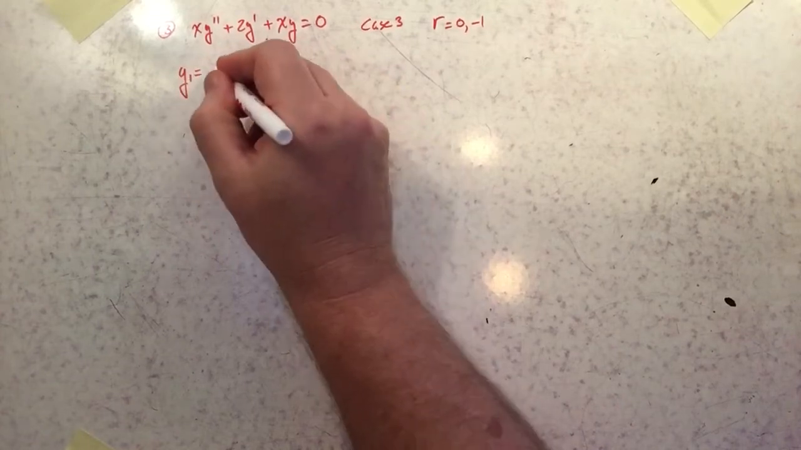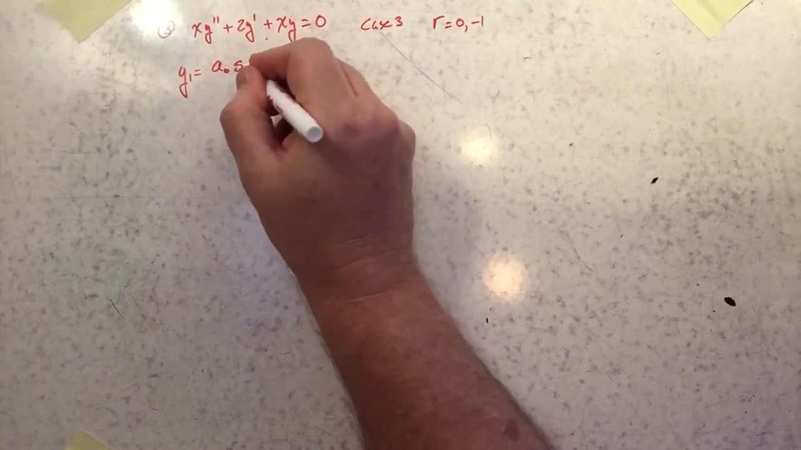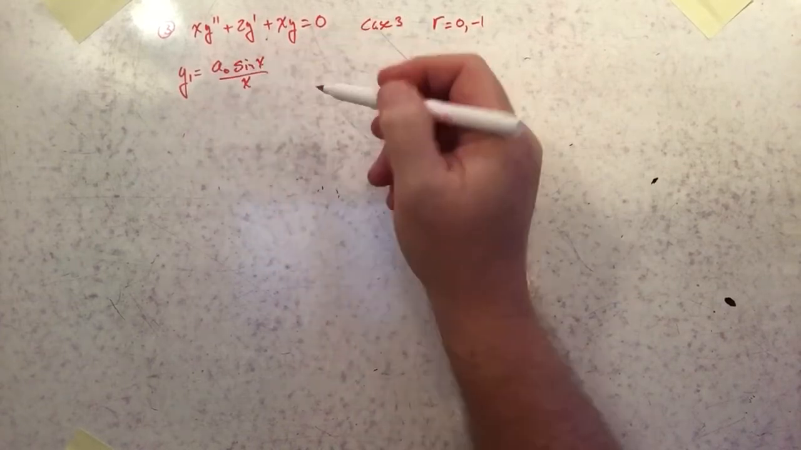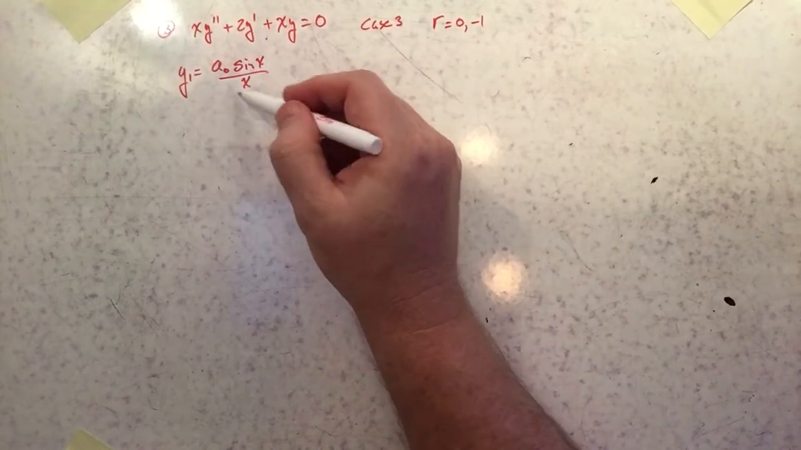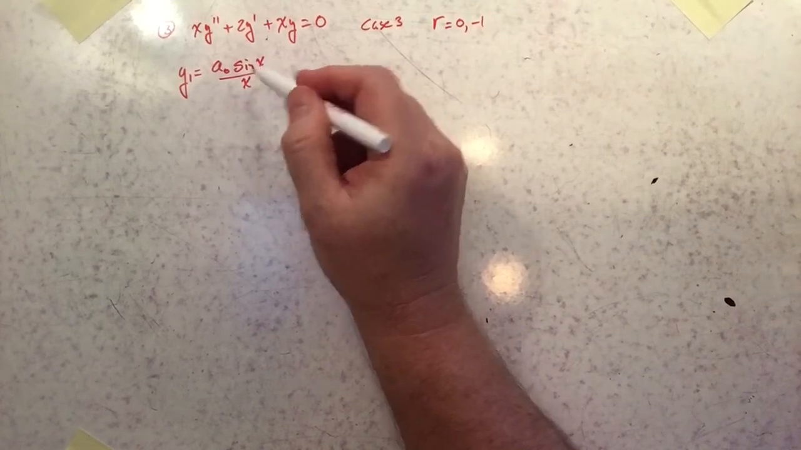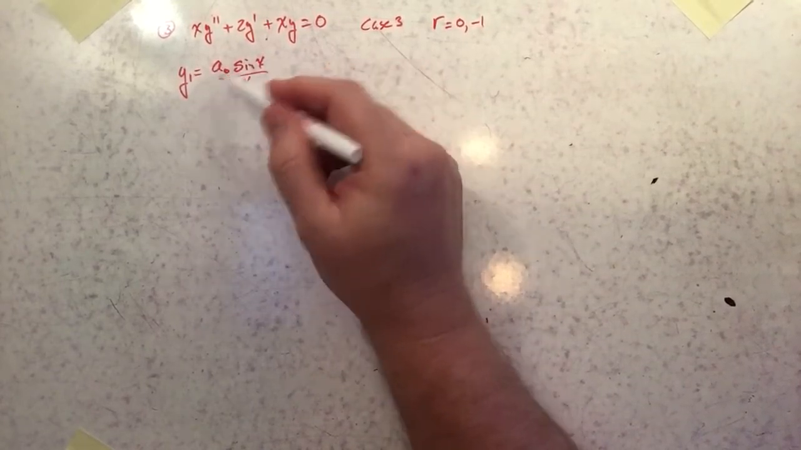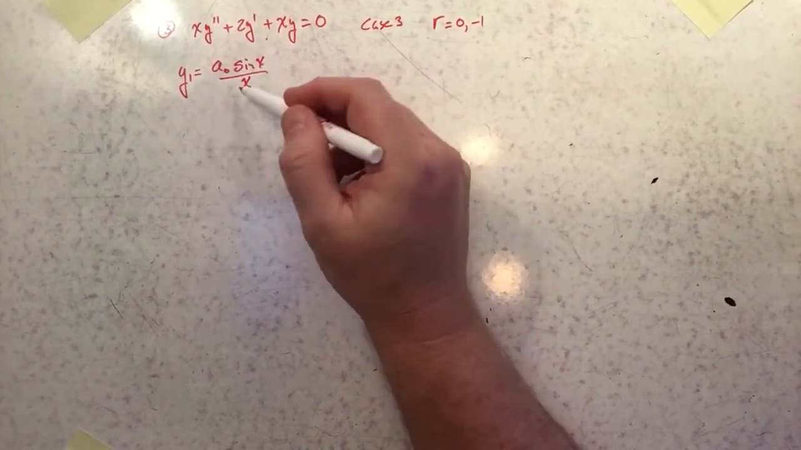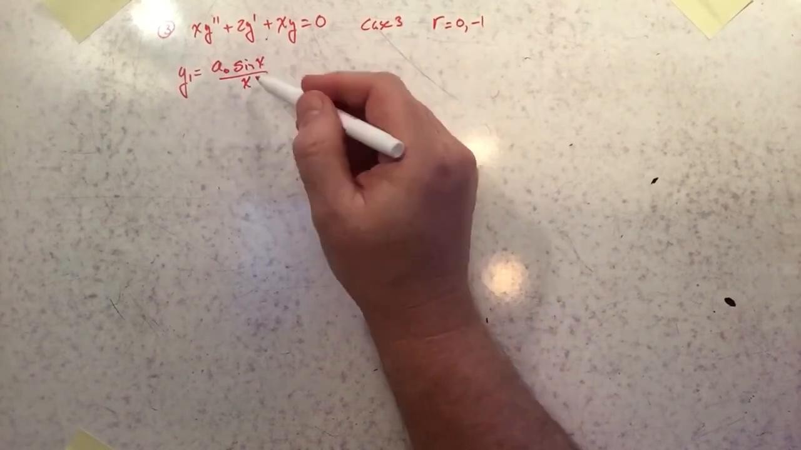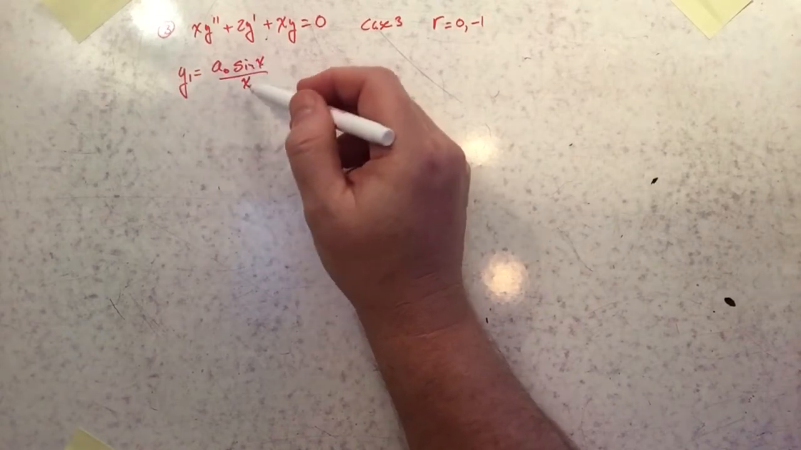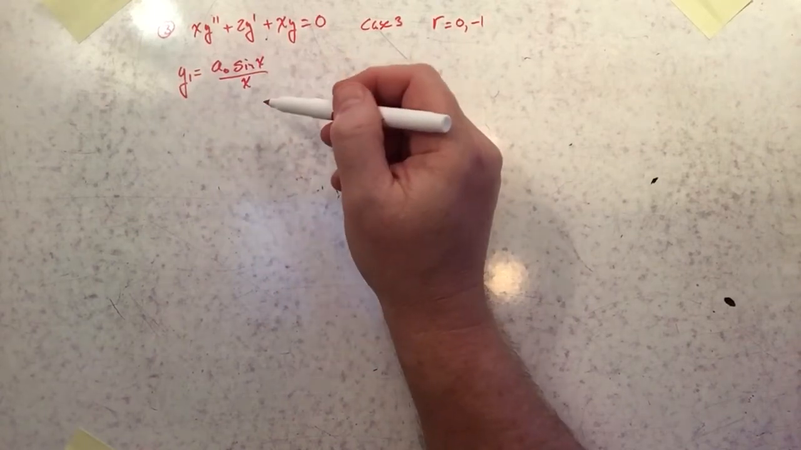y1 was equal to a naught sine x over x. So that's our solution 1. Now, in reality, the y1 is really this part. The coefficient of a naught is just the constant that allows us to plug in boundary conditions. Remember, this is a general solution, not a particular solution. So we're just going to call y1 the sine x over x for the purposes of the next exercise.